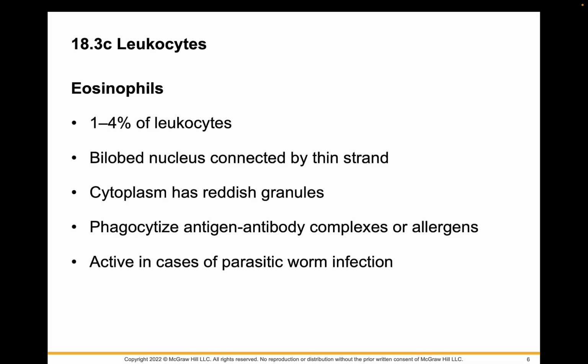Eosinophils account for 1 to 4% of all white blood cells. They have a bilobed nucleus, which is connected by a thin strand. The cytoplasm has reddish granules, and they phagocytize antigen-antibody complexes or allergens. They are most active in cases of parasitic worm infection.